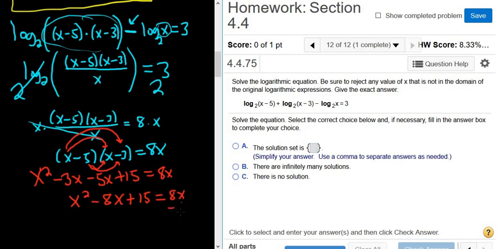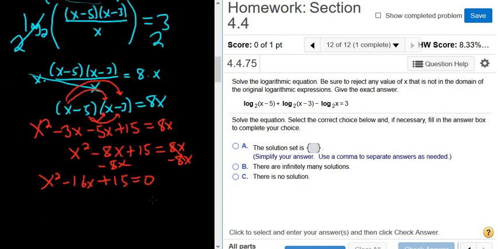Now we can subtract 8x from both sides. Long problem. x squared minus 16x, because negative 8 and negative 8 is negative 16. Okay, so far so good. And that's equal to 0. All right, so this should factor. If you get here and this does not factor, something is off, because these problems are all rigged to factor.